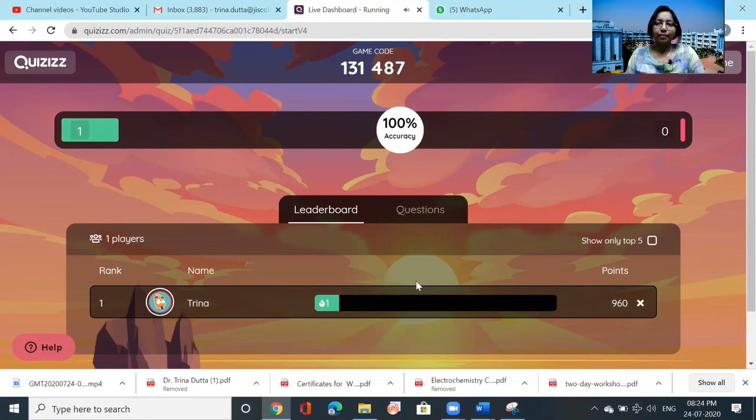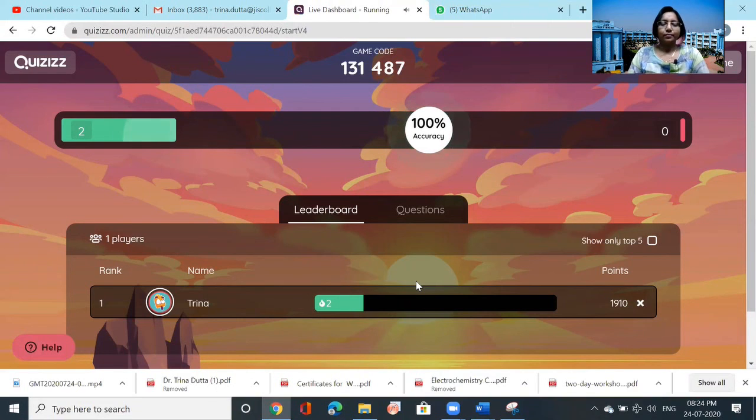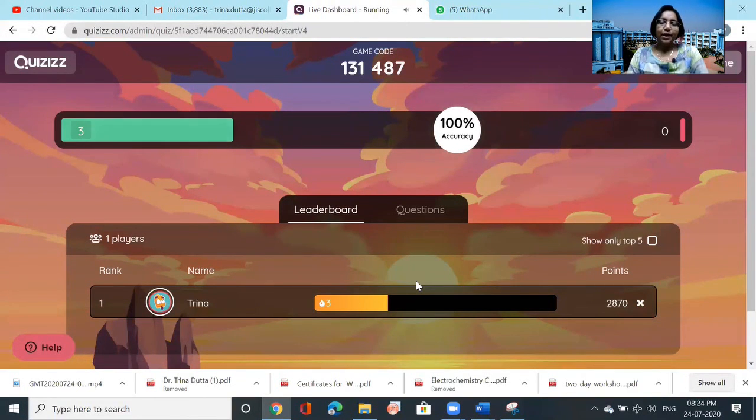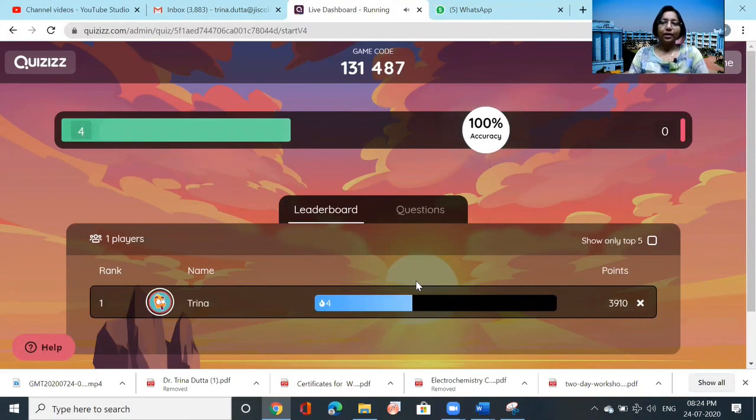Like you play different games on the mobile, but in this way you will learn the subjects. Okay, so if it is correct, I'm getting more points, and it is 100% accuracy. I hope that all of you will do correctly and get all the correct answers. Okay, all these are correct. I have given 10 questions. It will take just 5 minutes.